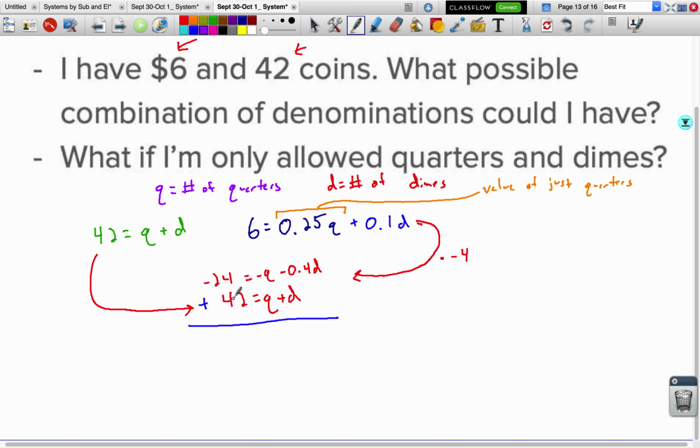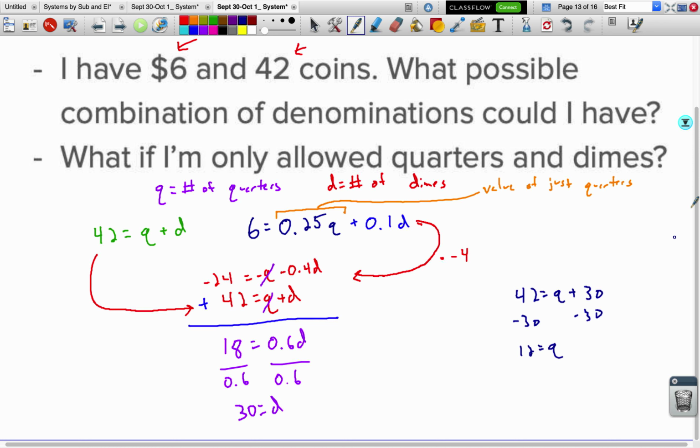On this side, we get 18. Over here, the Q's cancel, and I'm left with 0.6 D. Divide both sides by 0.6, and I get 30 equals D. So we have 30 dimes. And if we have 42 coins total, that means we must have 12 quarters. We'll show that by plugging the 30 in for D in this equation here, subtracting the 30, we get 12 equals Q.